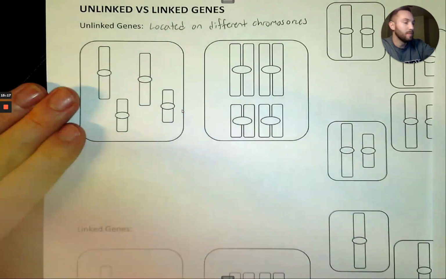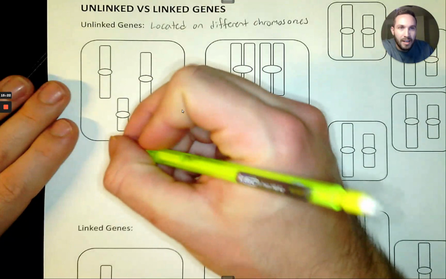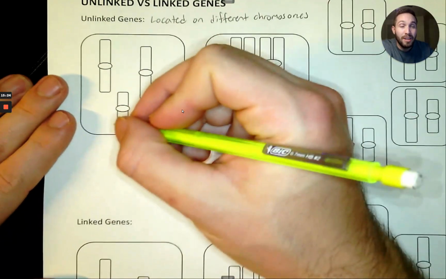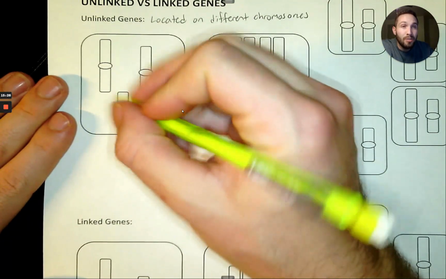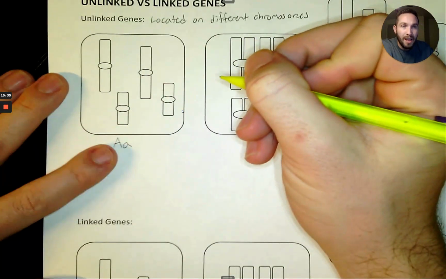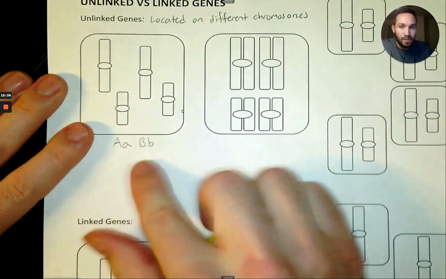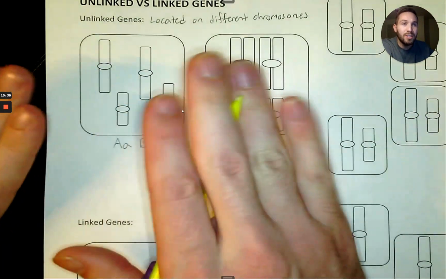So on here, I'll even color code. Let's say we had an individual who was a dihybrid, like the fly that we were looking at, who's heterozygous for two traits. And for this, I'll just use A's and B's. So there's gene A, and they're heterozygous for gene A. And there's gene B, and they're heterozygous for gene B. Now, let's say that those two genes exist on different chromosomes.